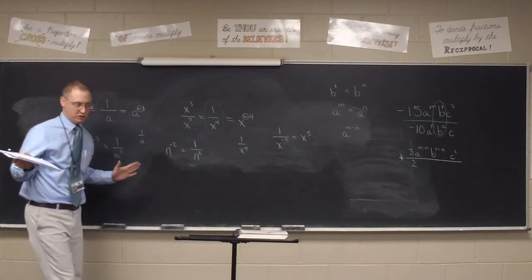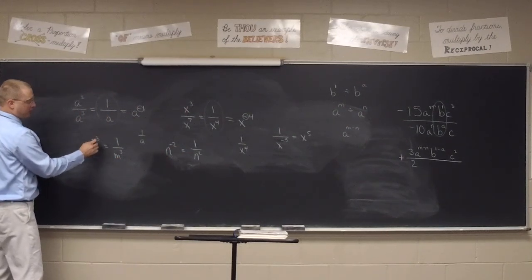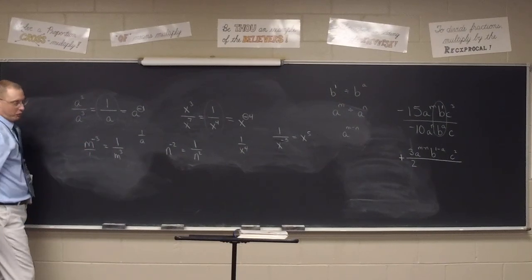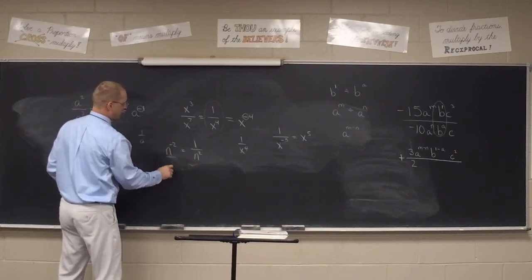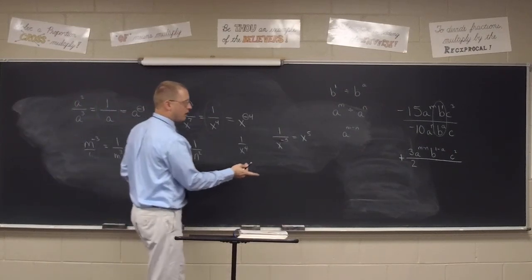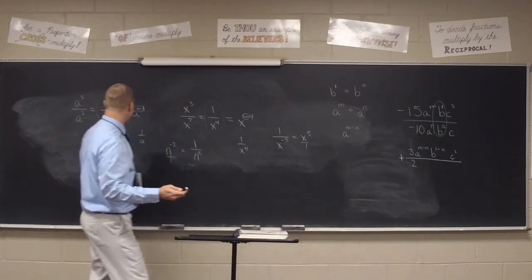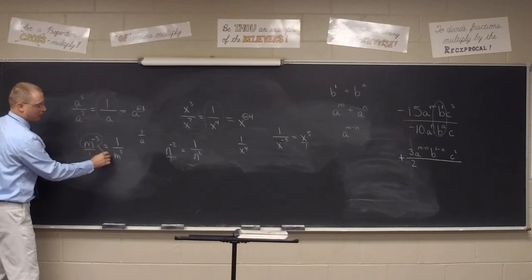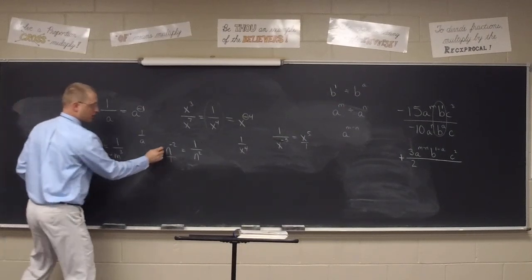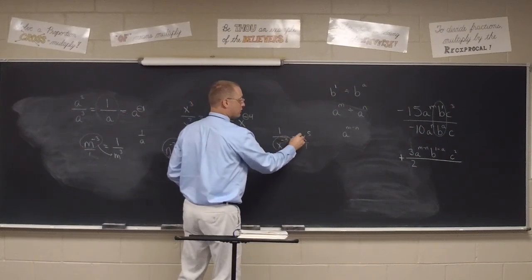Now, practically speaking, let's make it even easier. m to the negative third could be written as m to the negative third over 1. Anything could be written over 1. n to the negative second could be written as n to the negative second over 1. So in other words, if you have a negative exponent in the numerator, move it to the denominator. In the denominator, move it to the numerator.